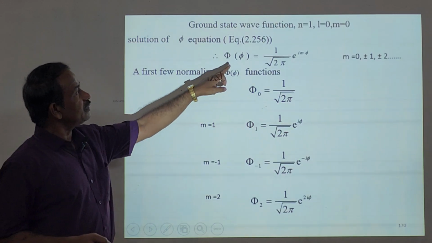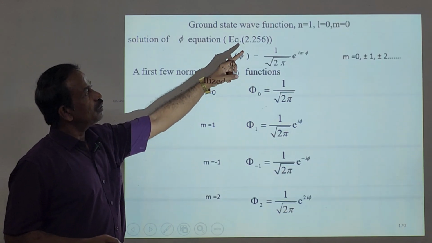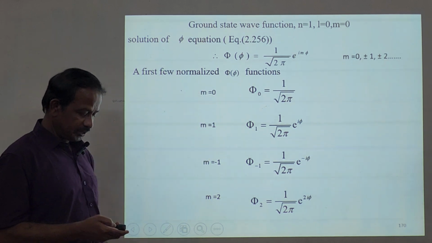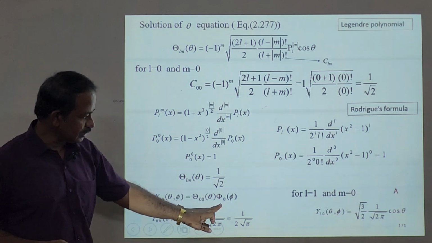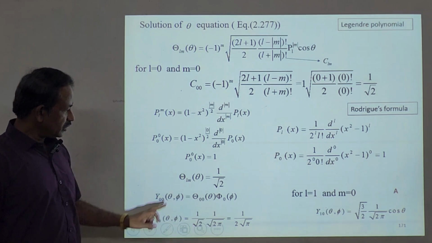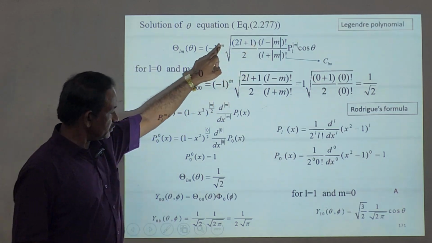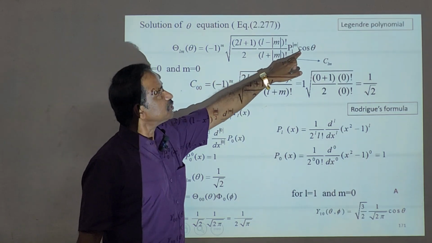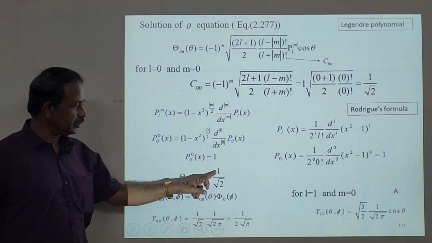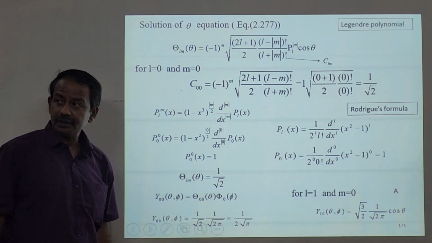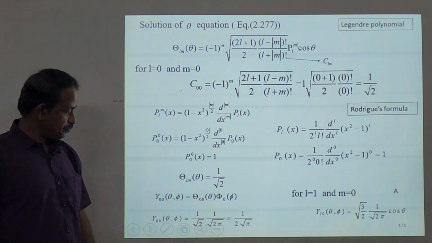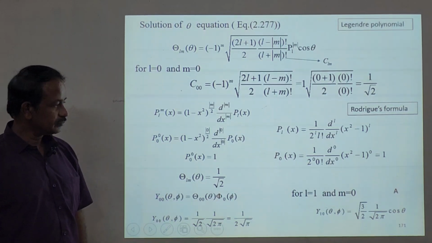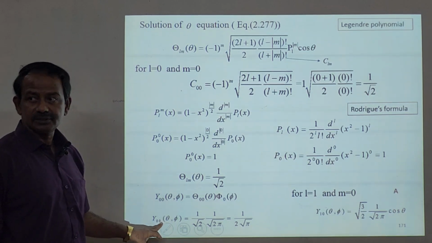Okay, already we calculated theta. So L equal to 0, m equal to 0. The phi part will be 1 divided by root 2 pi, which we have already calculated. Your theta part will be 1 by root 2 multiplied by 1. Multiplying these two will give you 1 by root 2 multiplied by 1 by root 2 pi. Root 2 times root 2 will give you 2. So 1 by 2 root pi. Is it okay? So this is for the angular part, the spherical harmonics.